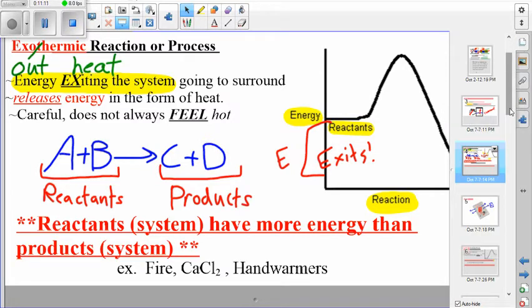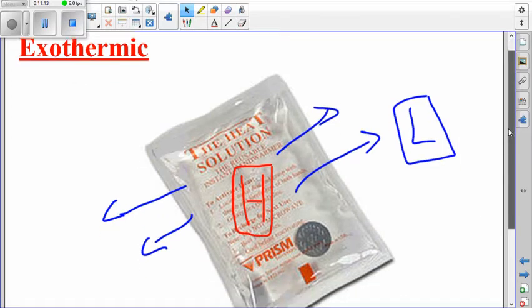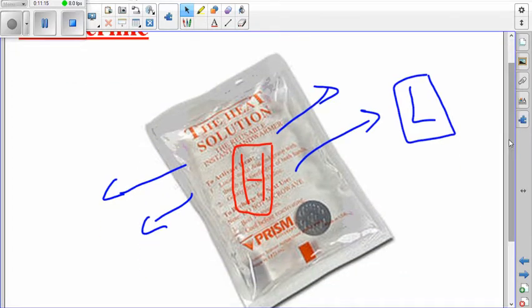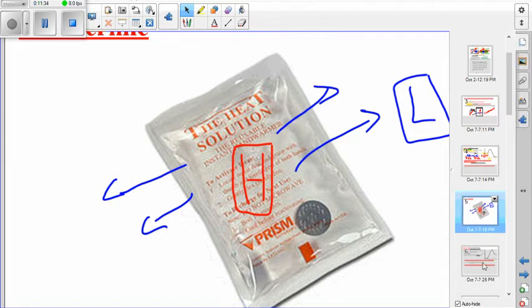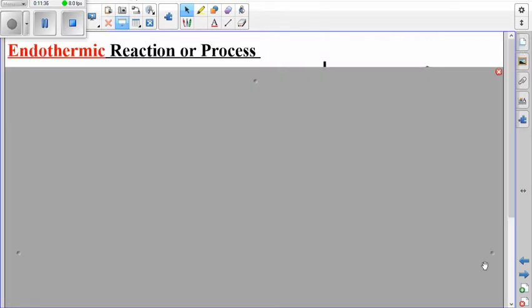Oh, actually, no, here. Let me give you a little picture. This is a hand warmer. You guys ever use hand warmers? Here's what a hand warmer is. It gets a high temp, your surroundings, so maybe that's your paws, a lower temp, and the energy will exit that hand warmer. This system is exiting, so this is an exothermic reaction. That makes sense, right? All right, now this next slide, you can see where we're going.